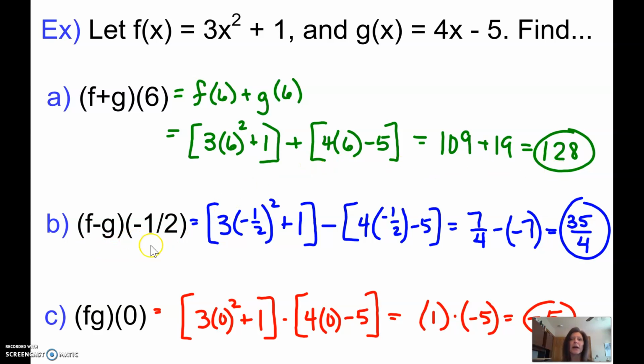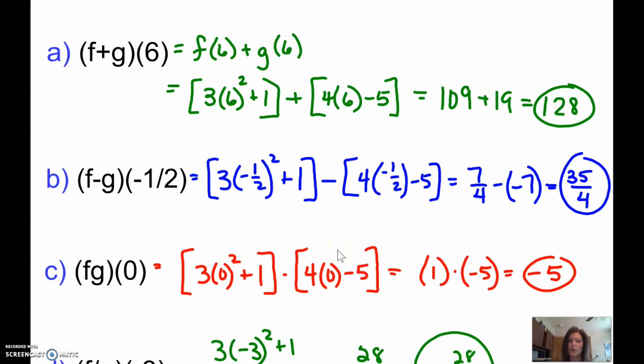If I want f minus g of a particular value, I'm going to take that number, in this case negative 1/2, and plug it into the first formula f of x. Then I'll plug it into the second formula g of x, and I will subtract the results. So order of operations tells me to clean up the insides first, and then remove those grouping symbols. So in this case, we're going to have a minus. Remember, that's going to change my sign, so that's why those brackets are really important.